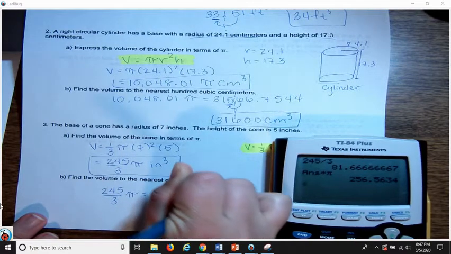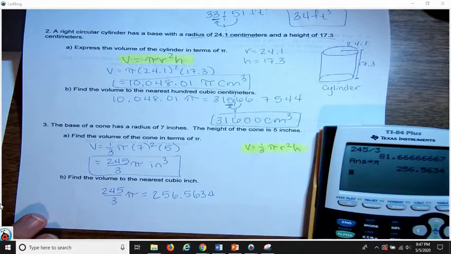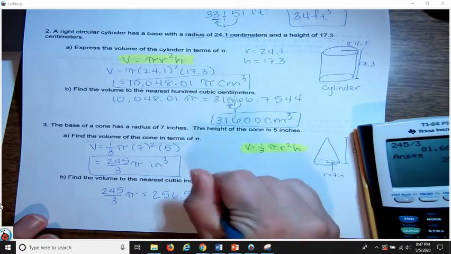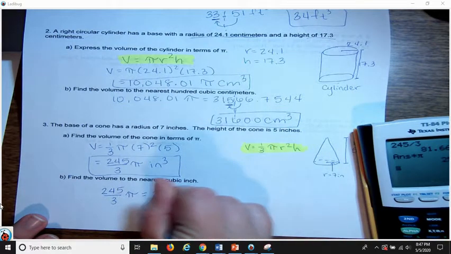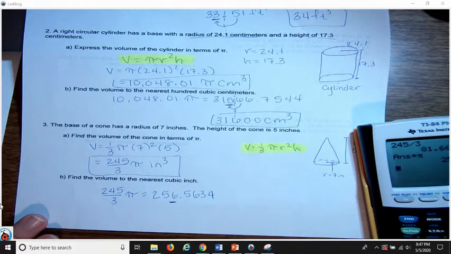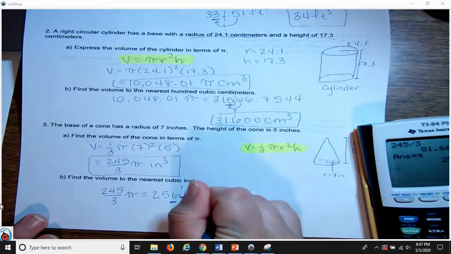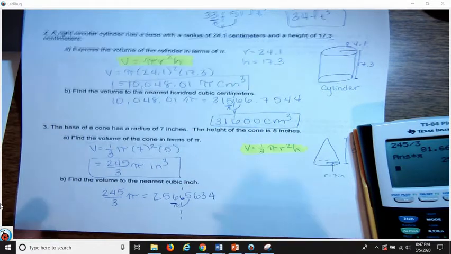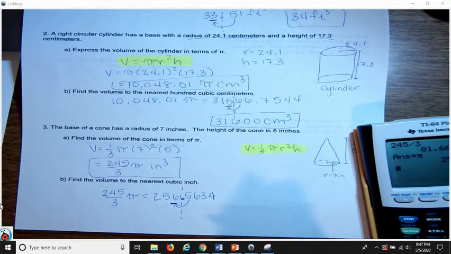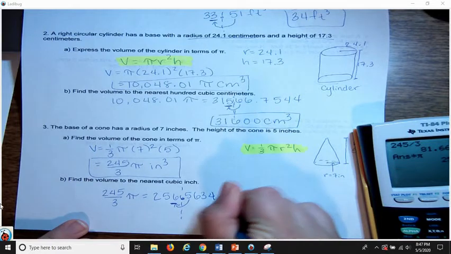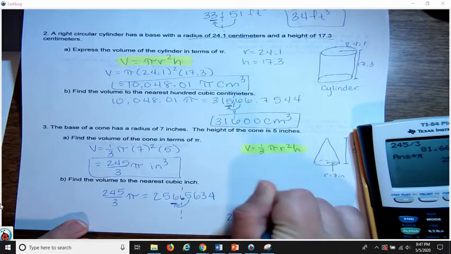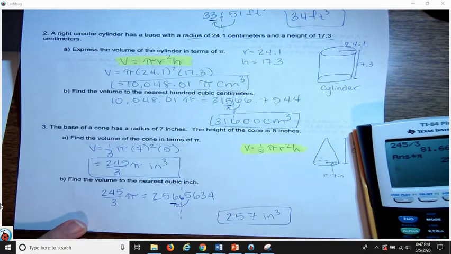Okay, so this is going to give me 256.5634. Now it wants it to the nearest cubic inch, which is this place right here. That's the single inch that we're looking at. So I'm going to draw my little dashed line. That was my decimal. I'm going to use the place before it to round up. So 6 rounds up to 7. So I should have 257 inches cubed. Okay, and that would be my final answer for part B.